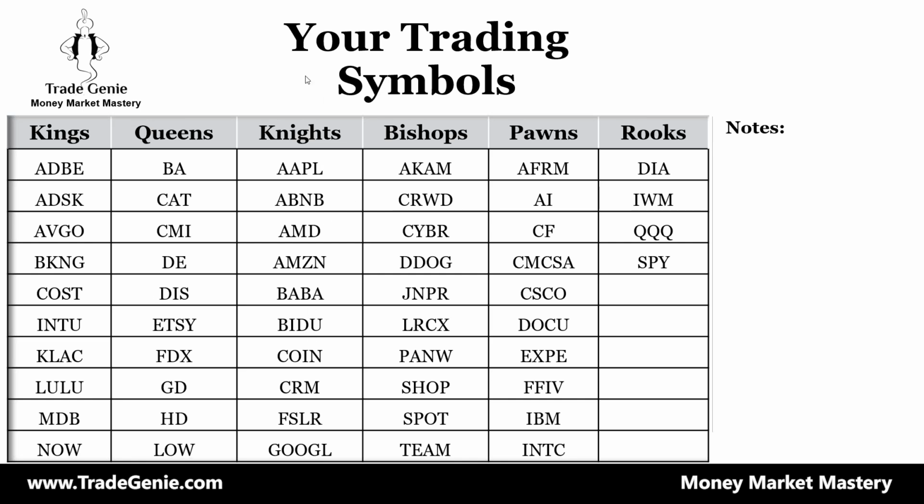Then there are knights. These are the stocks which are favorites. Everybody's favorite, like Apple, Airbnb, AMD, Amazon, Baba, Baidu, Coin, CRM, SSLR, Google, Tesla. I call them knights. They are easy to read compared to the other symbols. If you're watching them, they are easier to read. They have very liquid options, and they are very active.